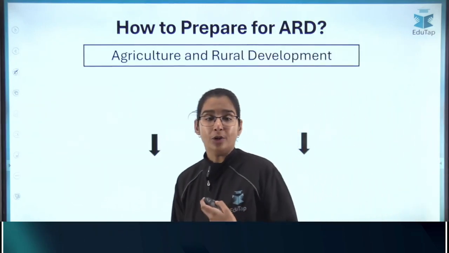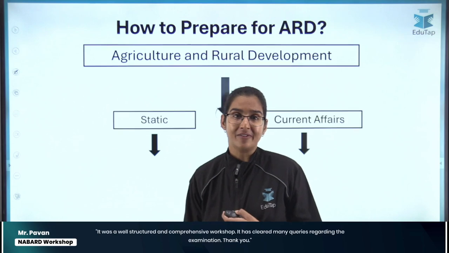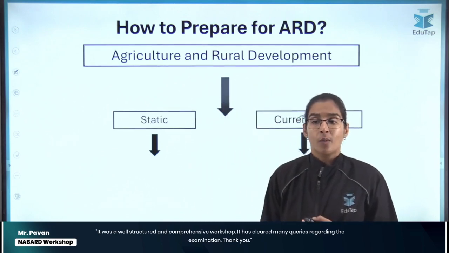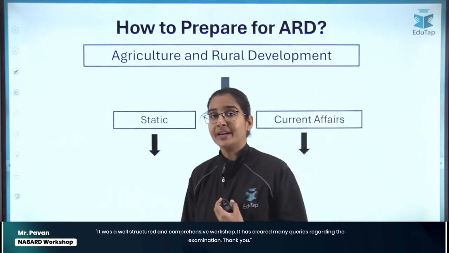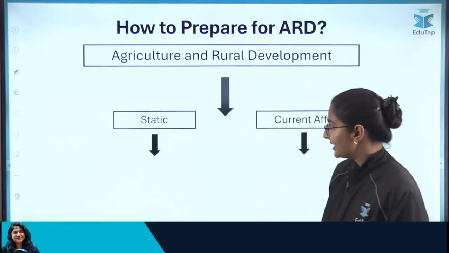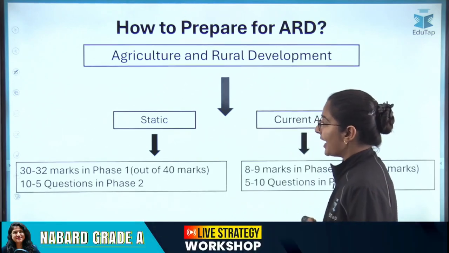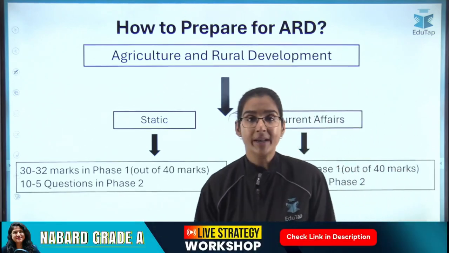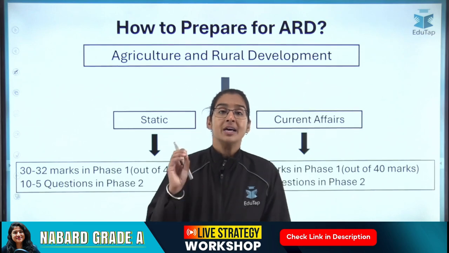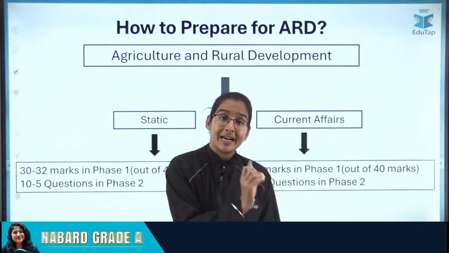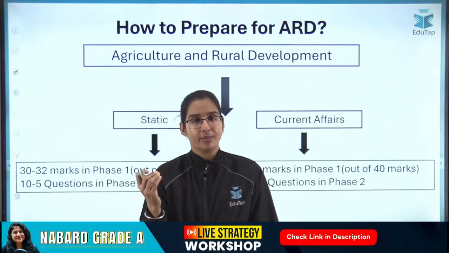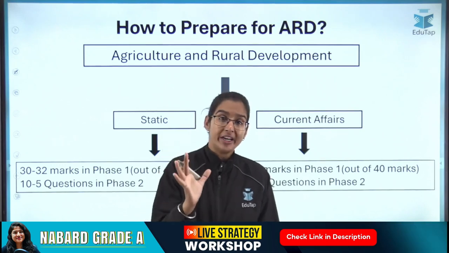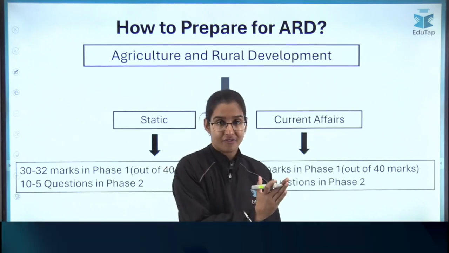Now, how you have to prepare. Before I tell you how to prepare, first let us have a look at what all you have to prepare. What is going to be the weightage of the static part and the current affairs part as far as the ARD is concerned? If I talk about that, in the static part in phase 1, out of 40 questions, around 30 questions are from the static part and around 10 questions are from the current affairs part. So the weightage of static is more in phase 1.